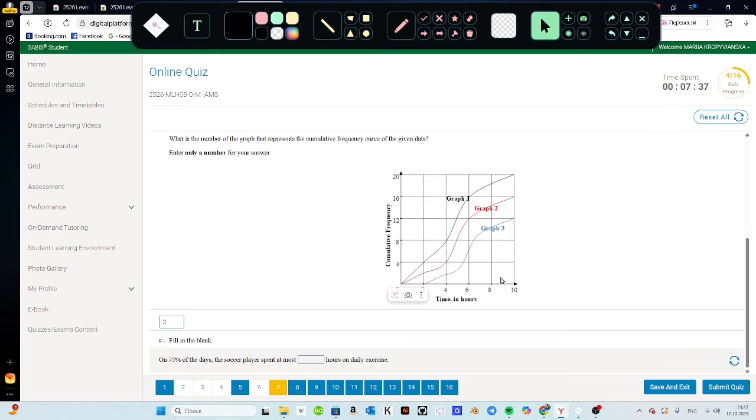So on 75% of days, the soccer players spend at most something hours on daily exercise. So 75%, knowing that we have graph 2, is 12. So we see the number 12, we go down and we see that the time spent is 6 hours.